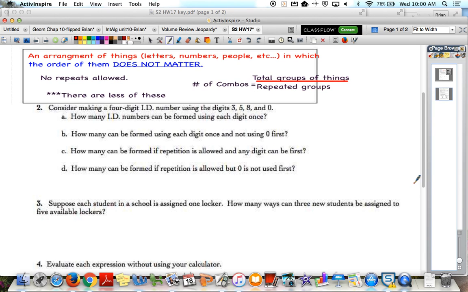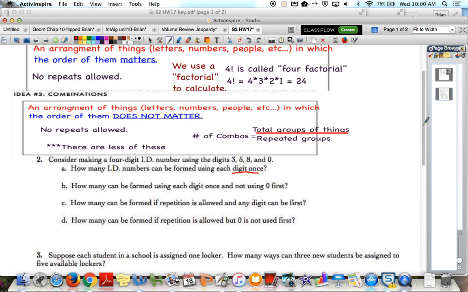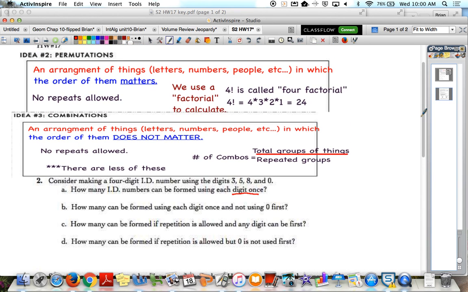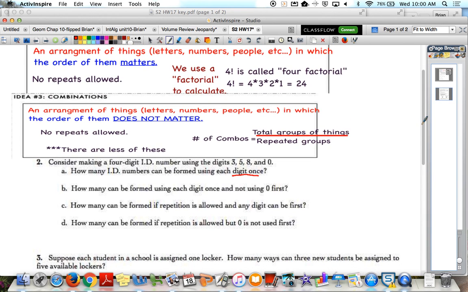So number 2 says, consider making a 4-digit ID number using the digits 3, 5, 8, and 0. How many ID numbers can be formed using each digit once? So you notice in this problem that it says use each digit once. So we know that no repeats are allowed. So that kind of puts it into the category of a permutation or combination because no repeats are allowed.